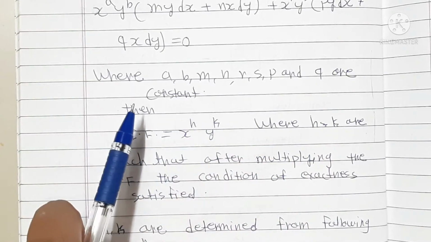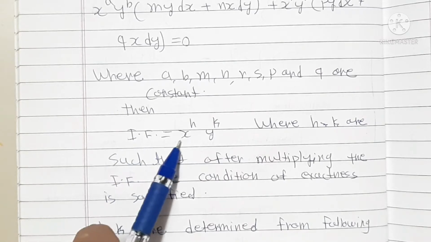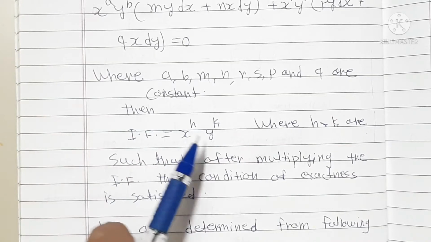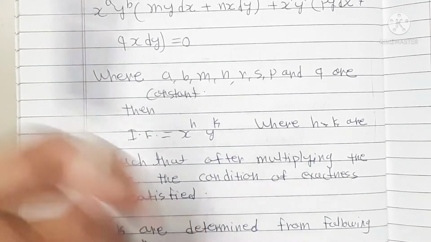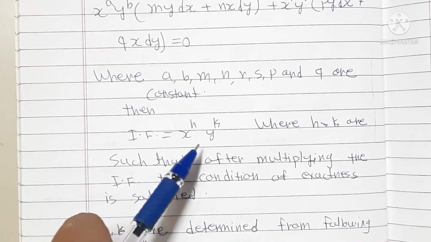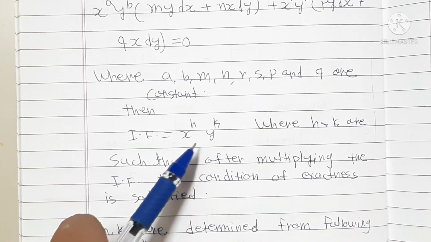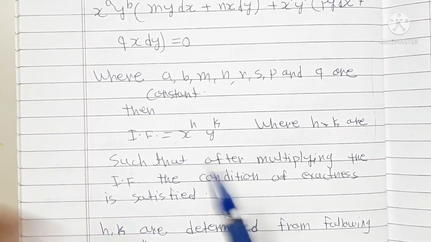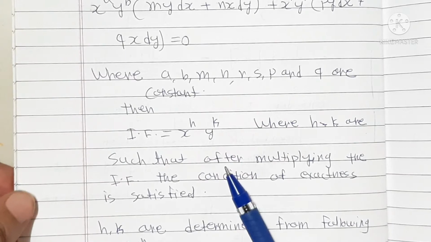These are constants. If these are constants, then the integrating function is equal to x raised to h into y raised to k. In this way, we can find our integrating function, and after multiplying the original equation with that integrating function, we can find the values of h and k. We will see how we find the integrating function and how the non-exact differential equation can be made into an exact differential equation by solving some problems.